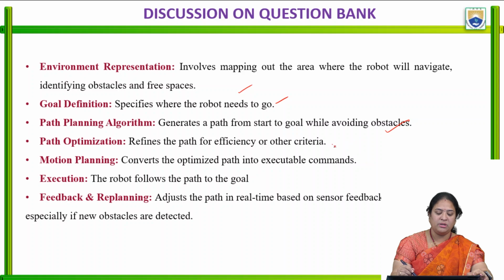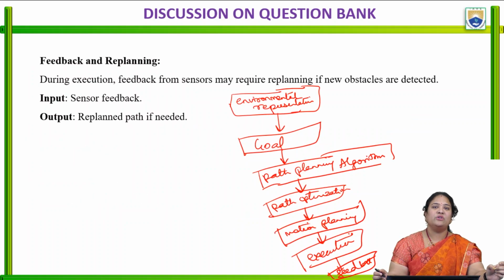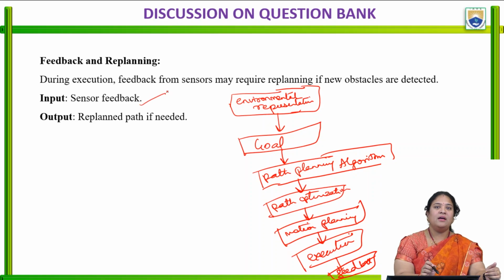do the path optimization, then the motion planning, execution, and the final one is the feedback and replanning. Feedback and replanning means during the execution, if we have any feedback given from the sensor, if there are any mistakes occurring or new obstacles being detected, that will be sent as feedback, and again this particular programming will be replanned and started once again. That is, with the help of the sensor feedback, the program will be sent back in the reverse direction. The replanning of the path will be done.